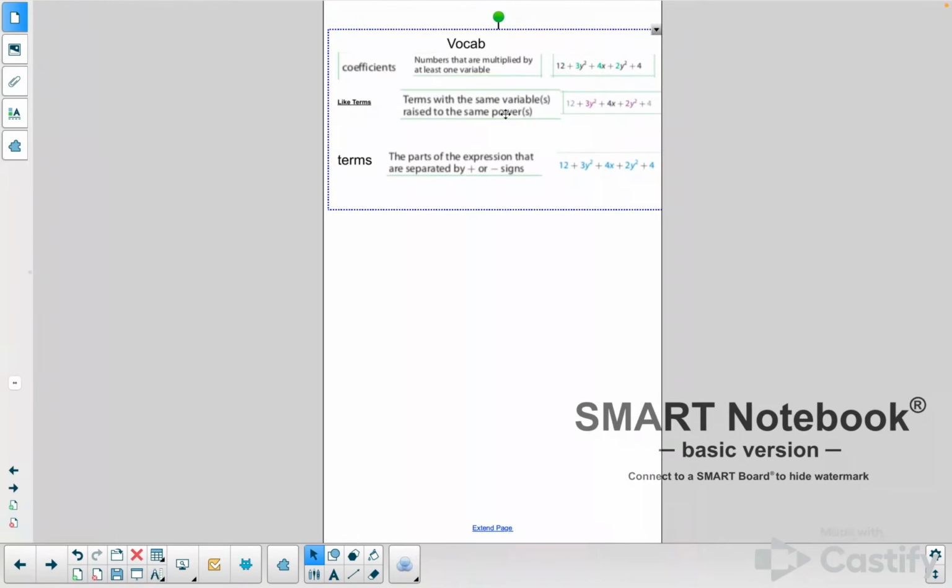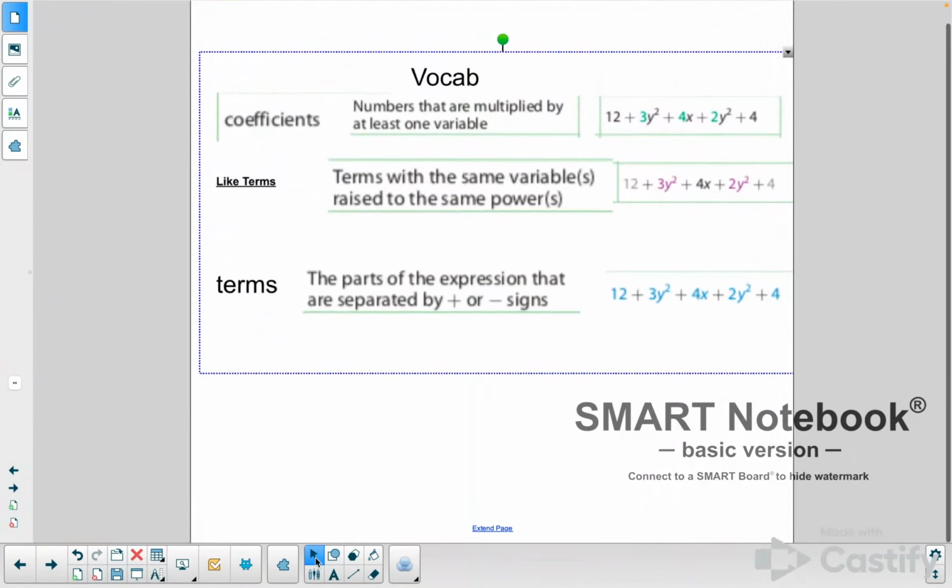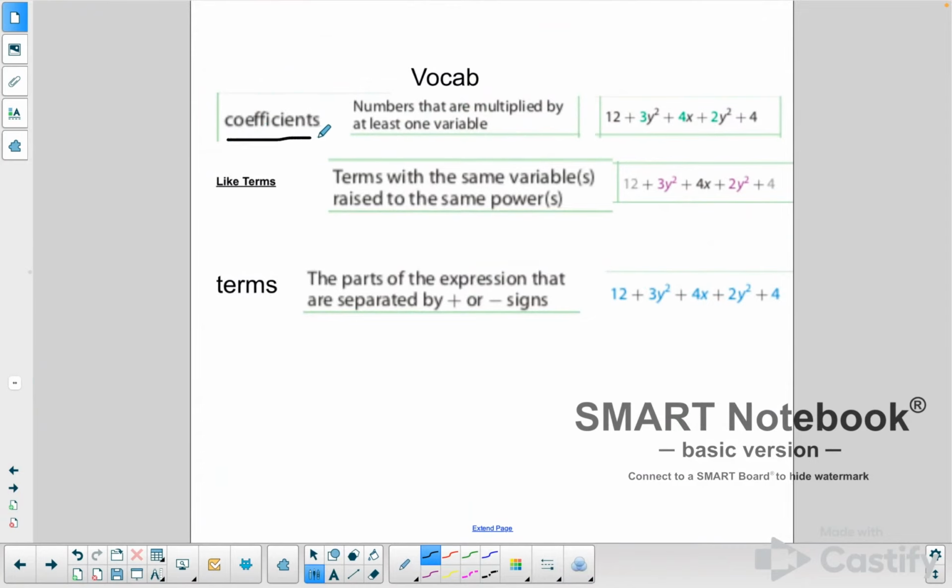Some important vocabulary to get us started here. Looking at coefficients. Coefficients are the numbers that are in front of the variables. These are all coefficients here. Like terms are terms that have the exact same letters with the exact same exponents. So these two are like terms here. And finally, a term is just a part of the expression that is separated by an operation, addition or subtraction signs.